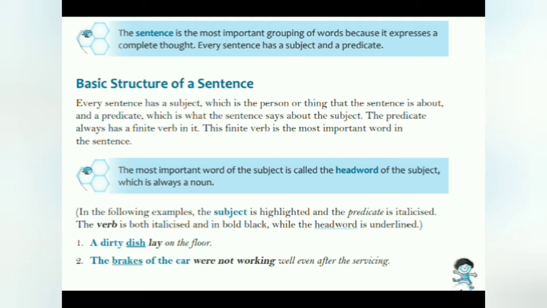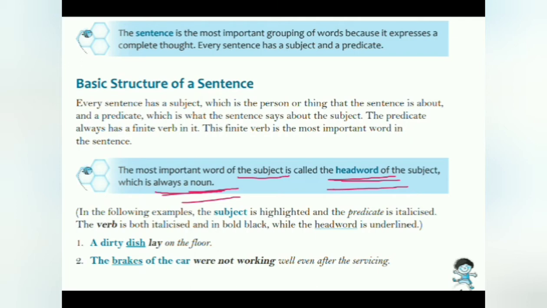The next definition is about the head word. What's the head word? The most important word of the subject is called the head word. The subject can be of more than one word, but the most important word would be called the head word of the subject. Right? It is about which that sentence is. That is called head word, and that would always be a noun. Noun, the naming word of a person, of a place, of a thing. Clear? What is head word? The important word of the subject is the head word.